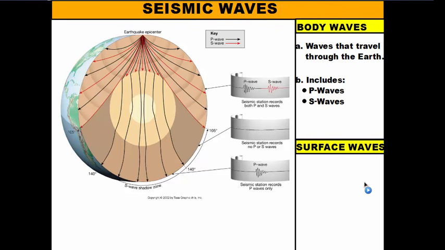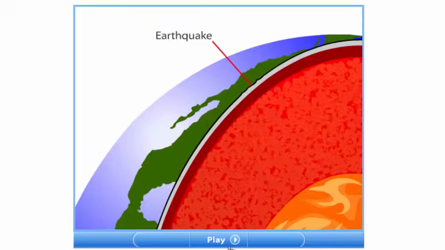So that covers our body waves. Now the last group of waves are the same exact waves that we talked about before. They are our surface waves. Surface waves only travel along the Earth's surface. They can travel for long distances, but unlike body waves, they're not going to travel all the way around the Earth. And this is what a surface wave looks like when it rolls through an area.